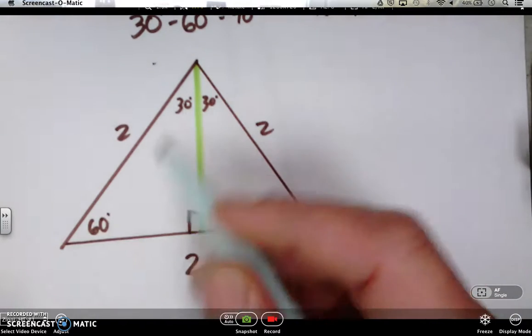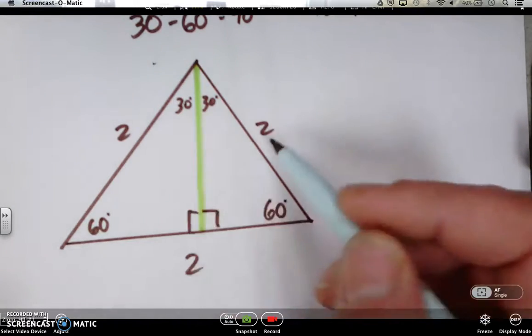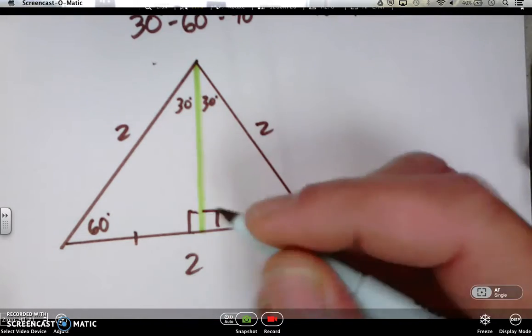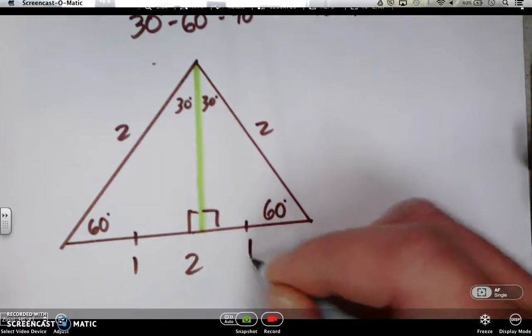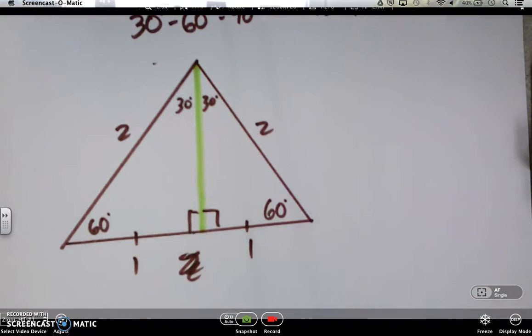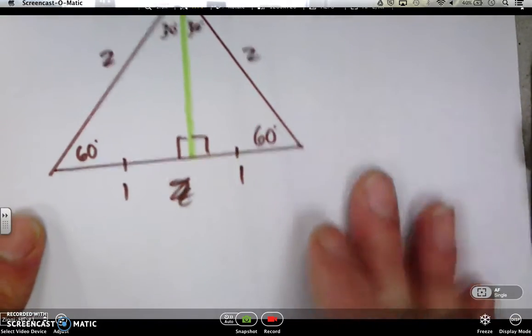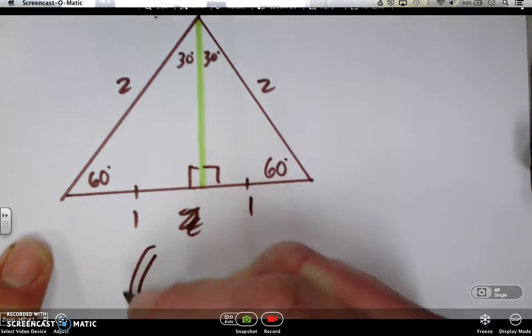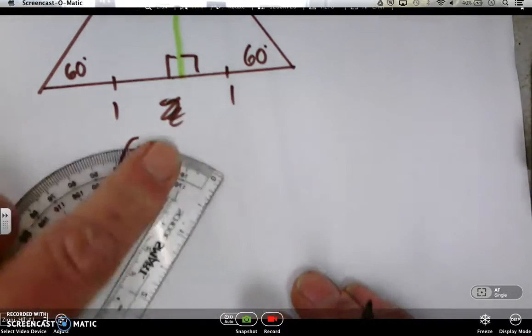So what we created is two congruent triangles, because each one has a 30, a 60, a 90. Sides of 2 and 2. What also we know is then this side's congruent. That's 1 and 1. So let's ignore that 2 now. Now what we have is a special right triangle, and let's pull it out and talk specifically just about that.